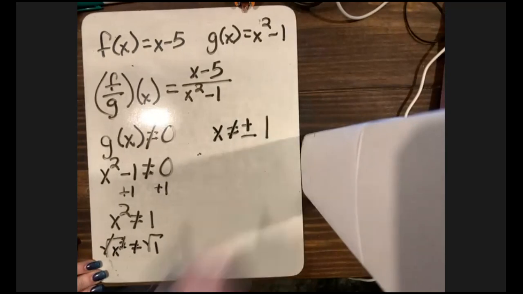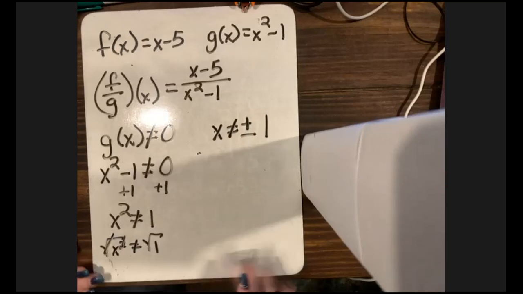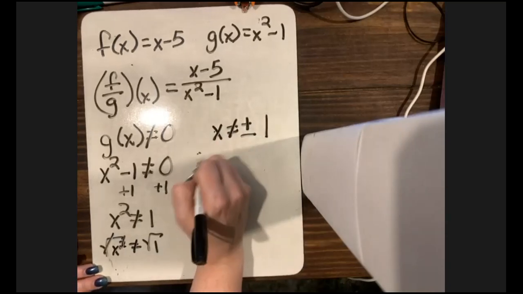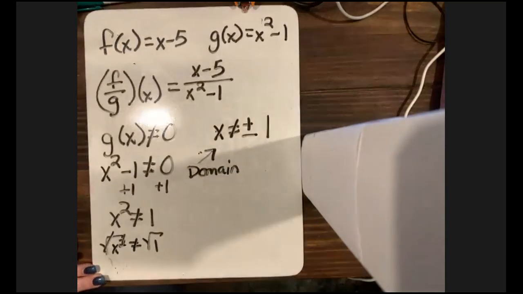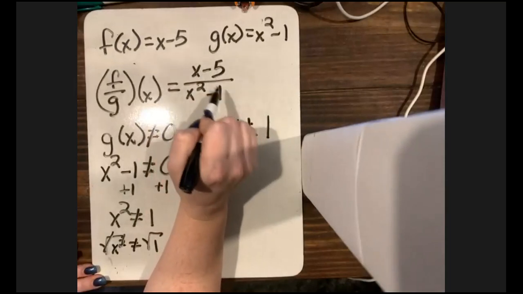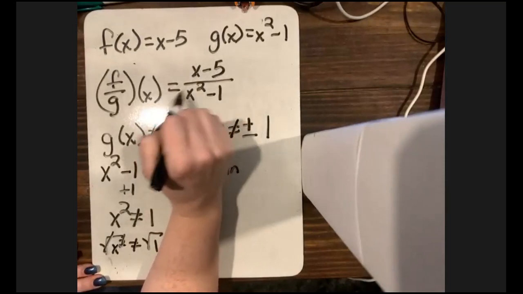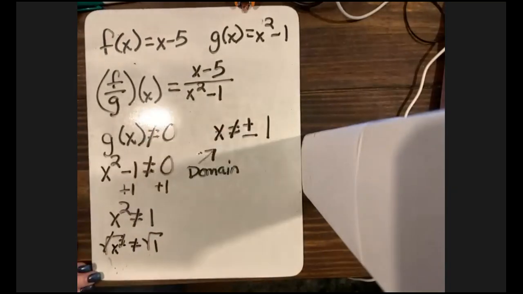Square root of 1 is 1. Okay, so this now becomes our domain, because now we have created a fraction. So now we've got to worry about making sure this denominator does not equal 0. So that's kind of our key thing.